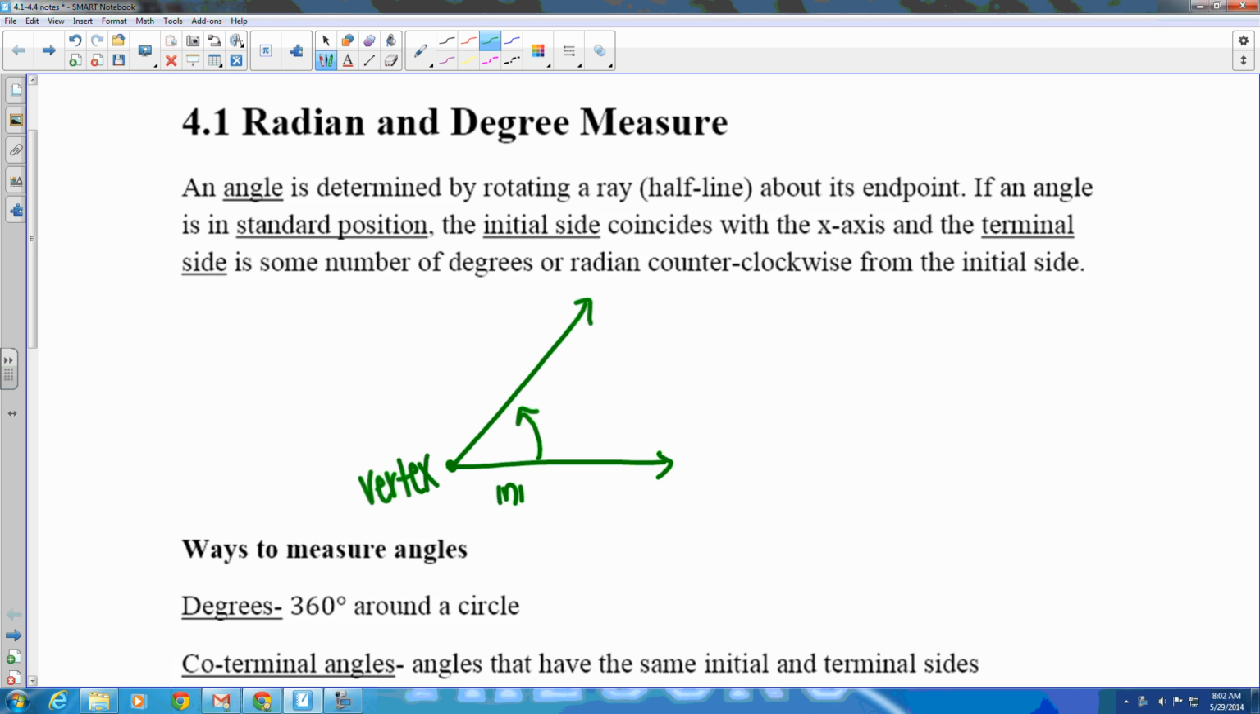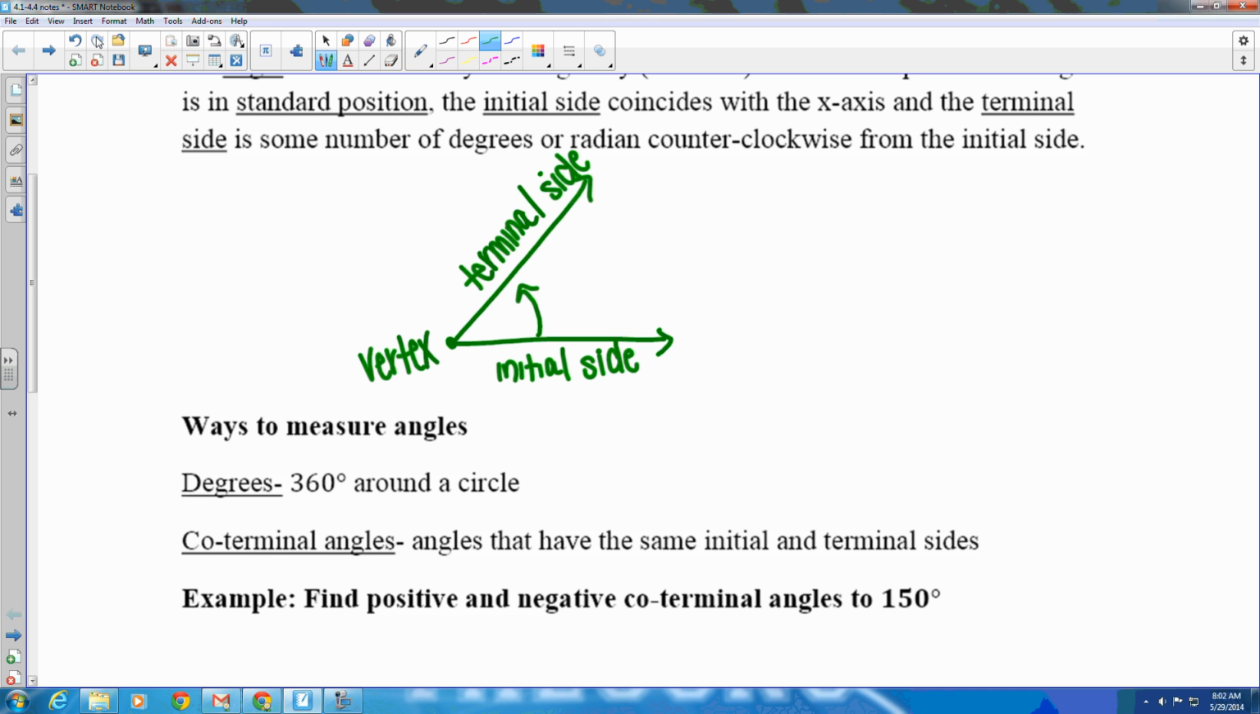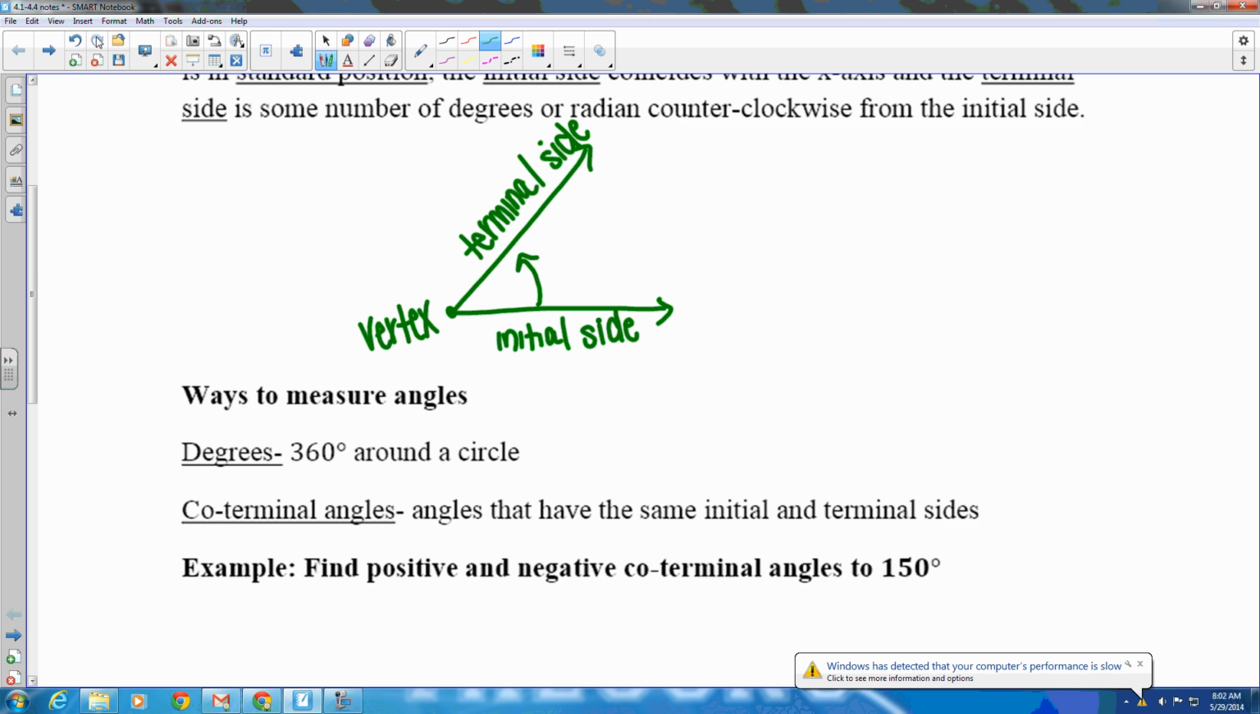So this is our initial side. And then the angle counterclockwise ends up at the terminal side. Terminal meaning finished, so our angle is done when we get to that end. The ways that we measure angles, we have 360 degrees in a circle if we're measuring in degrees. Two coterminal angles have the same initial and terminal sides.